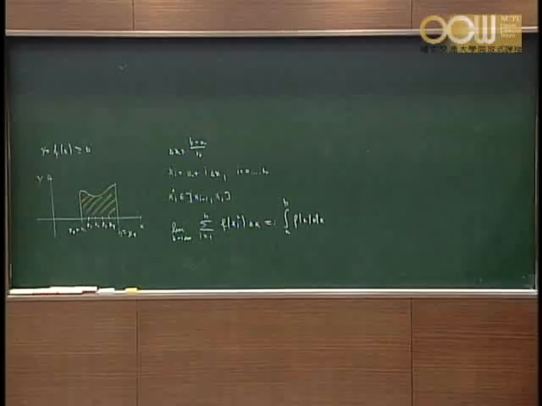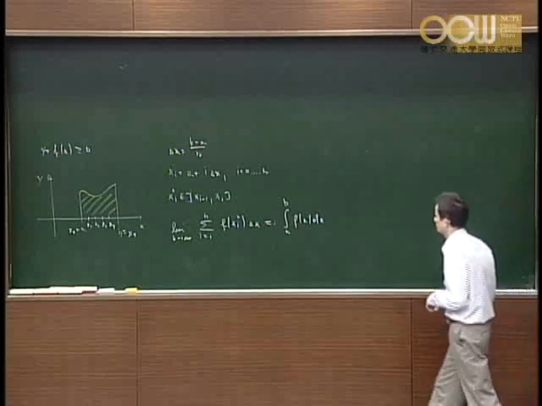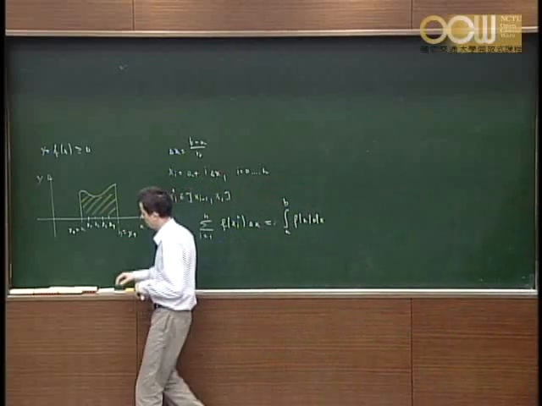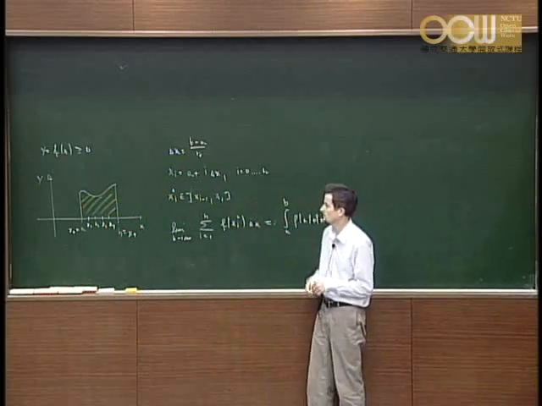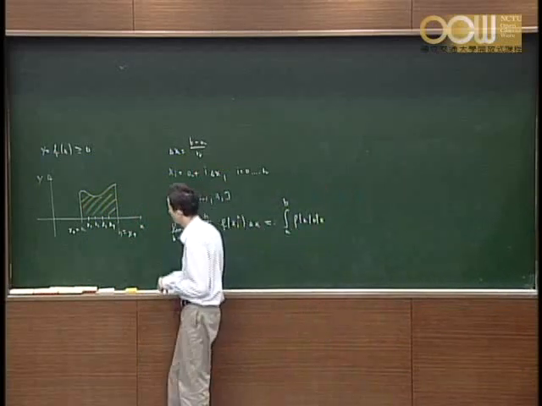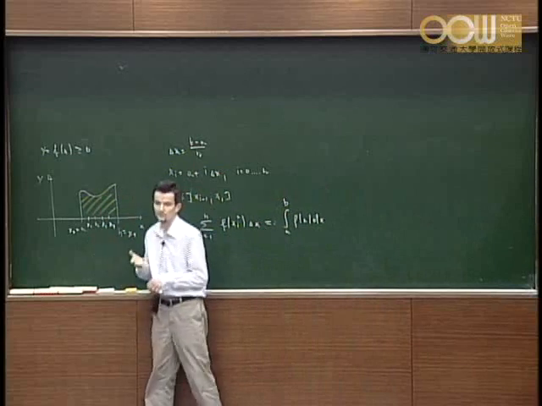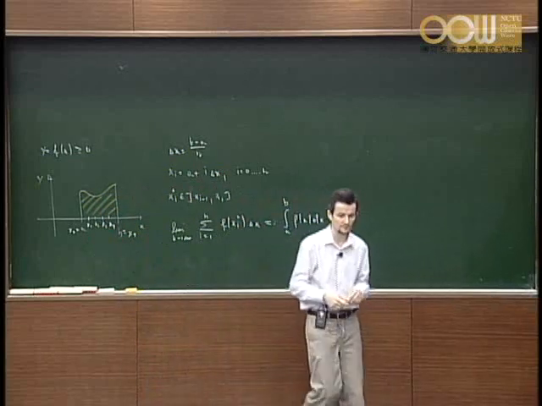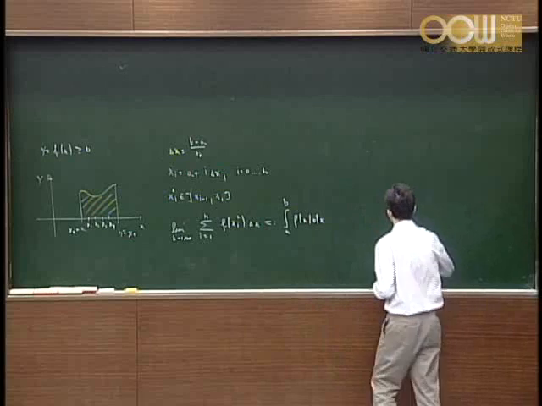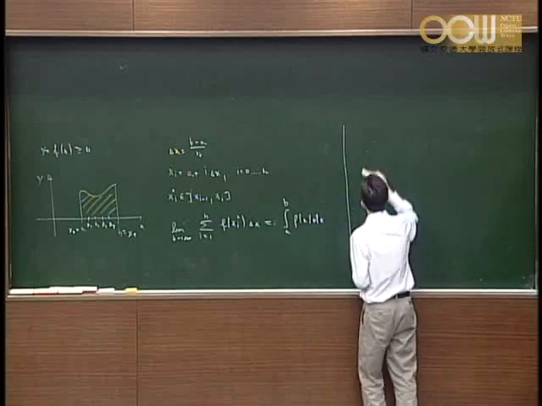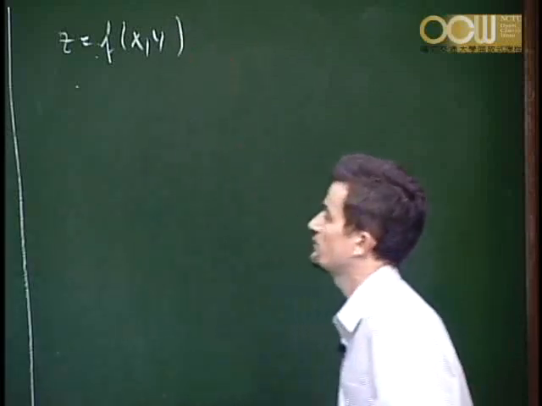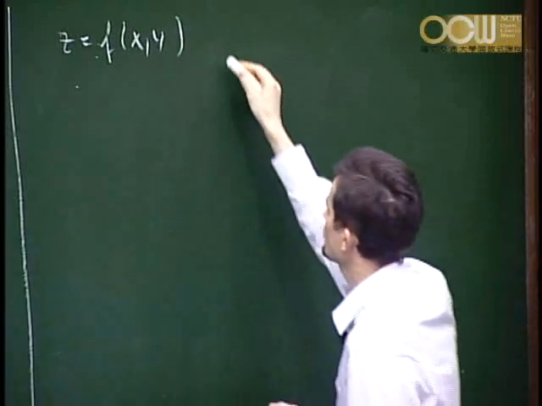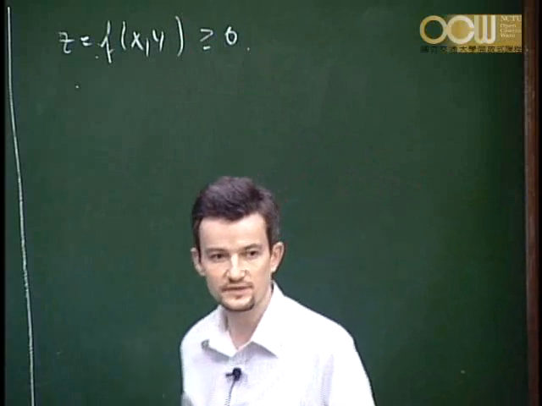Okay, so this was last semester. Now, what we want to do is consider the same problem, but now finding not the area but the volume, for a function of two variables. So now we are given a function of two variables, which we also assume to be greater than or equal to 0.